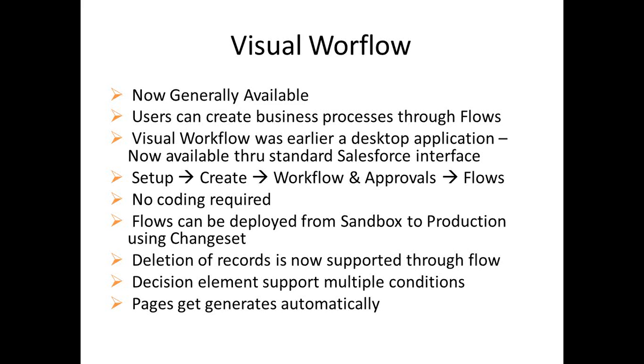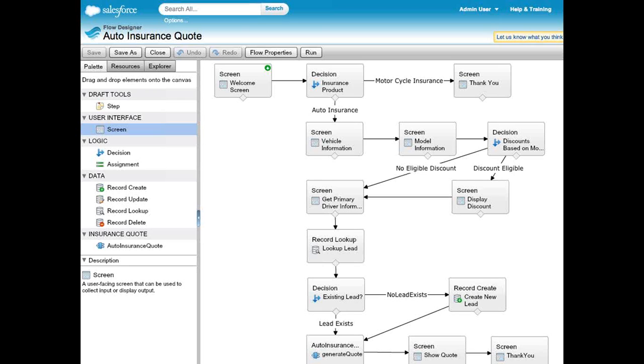So no coding required. Previously it did not support deletion. Deletion of records is now supported in Flow. I'll just show a screenshot of how it looks like. So this is how basically we define a business process, and each of these rectangles represents screens, and we can say which fields are to be shown in the screen, and then the screens will come automatically one after another.